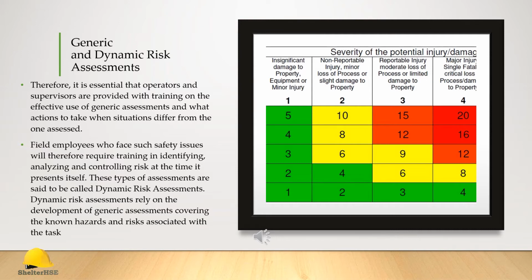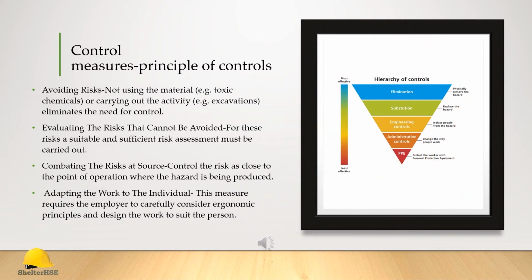Dynamic risk assessments rely on the development of generic assessments covering the known hazards and risks associated with the task. Avoiding risks: not using the material, for example toxic chemicals, or carrying out the activity, for example excavations, eliminates the need for control. Evaluating the risks that cannot be avoided: for these risks a suitable and sufficient risk assessment must be carried out. Combating the risks at source: control the risk as close to the point of operation where the hazard is being produced.